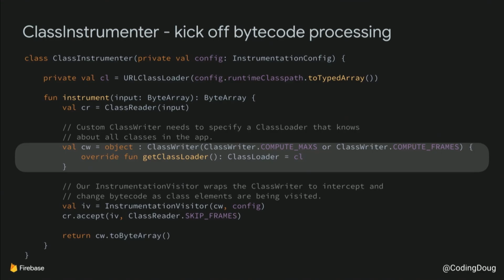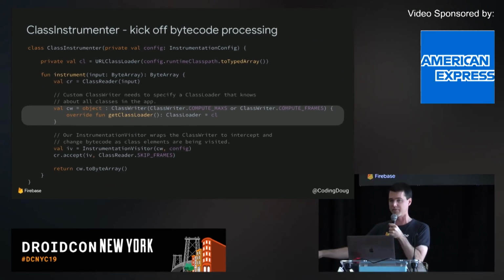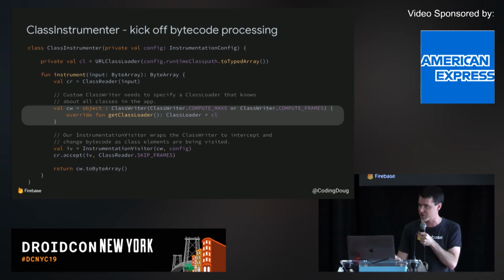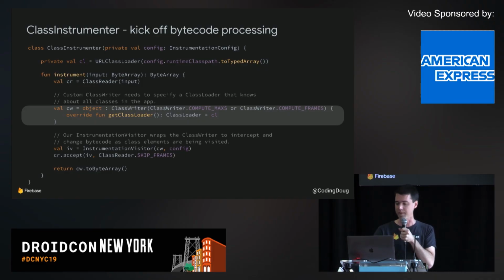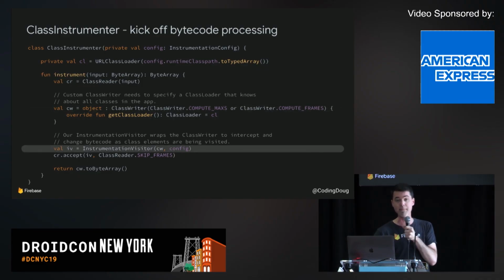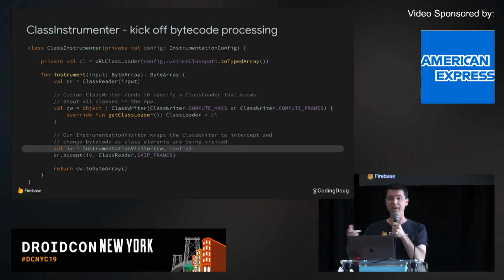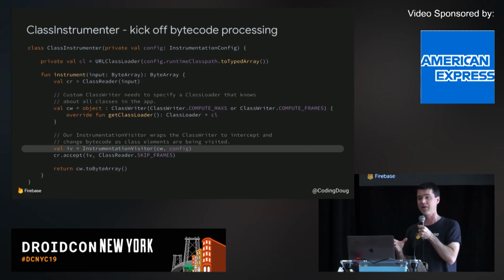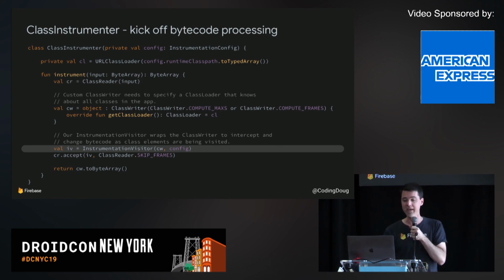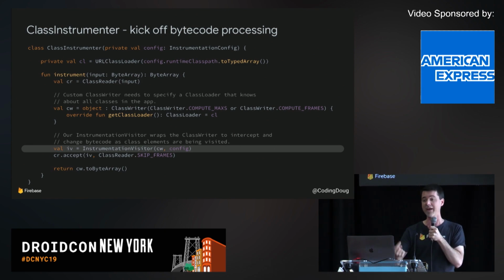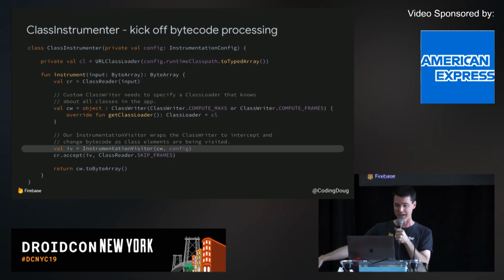So if I did nothing else here, I could hook up the ClassReader to the ClassWriter, and it basically just copies everything from the reader into the writer. But I want to make changes. I don't want to just copy the input to the output. So what I can do is create my own instrumentation visitor. This is a custom class, and I'm going to feed it the ClassWriter. It's wrapping the ClassWriter. I'm decorating it. So instead of having ASM write directly to the class loader, ASM is going to write to me, and then I'm going to write to the class loader.